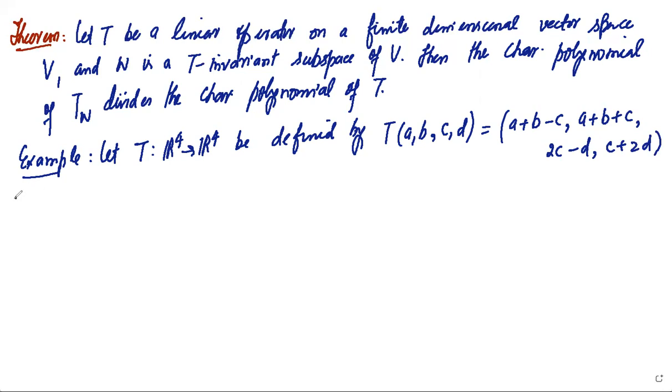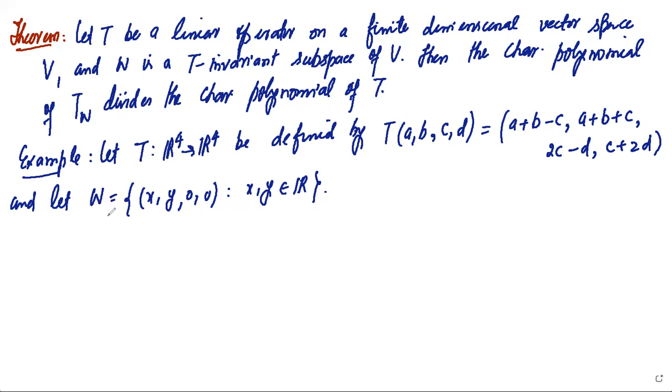We shall choose a basis and we shall choose a subspace, and let W be a subspace of R4 of this form, X, Y, 0, 0, such that X and Y are real numbers. Then for this linear operator, we will define the restriction of T on this subspace W, and we will also show that this W is a T-invariant subspace, and then we will evaluate the characteristic polynomial of TW and show that it divides the characteristic polynomial of T.